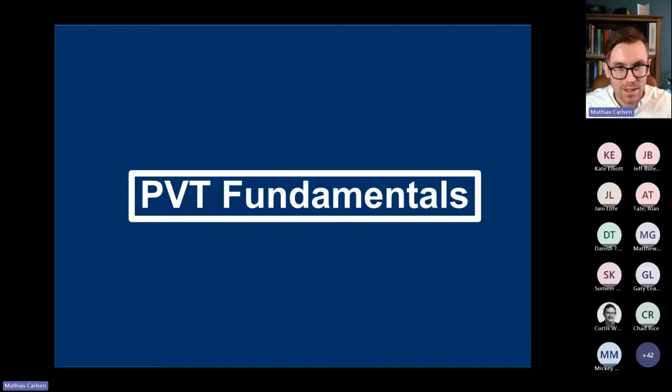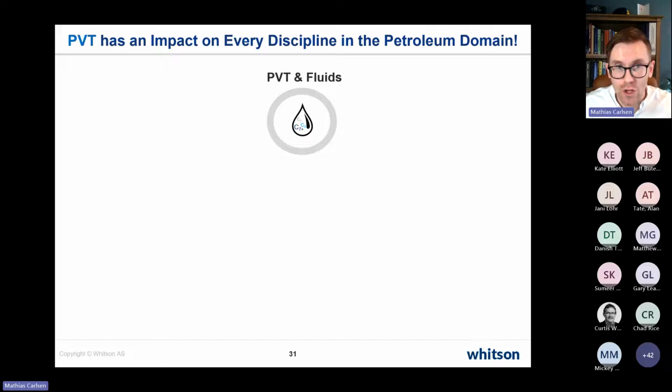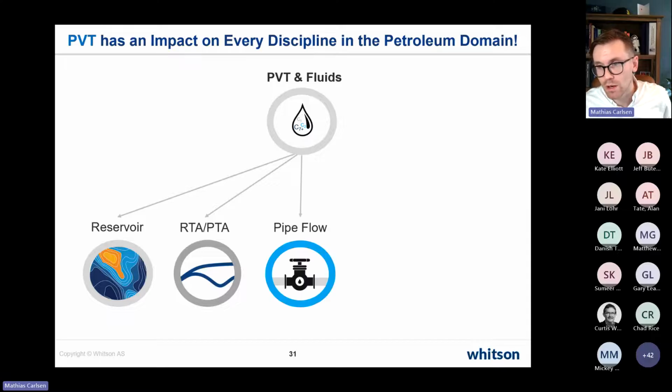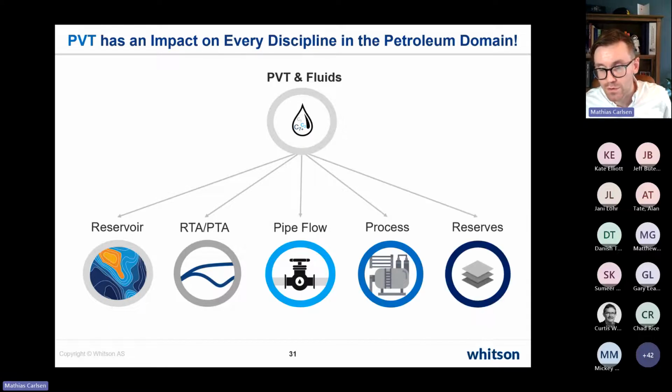The PVT, as was mentioned, has an impact on essentially every single discipline in the petroleum domain: reservoir simulation, RTA, PTA, pipe flow calculations, process, reserves, facility design, even drilling operations, et cetera. And it makes sense, because fluids of oil, gas, and water and their properties matter, since we're essentially exposing them to a wide range of different temperatures and pressures when they go from the reservoir to the sales point.